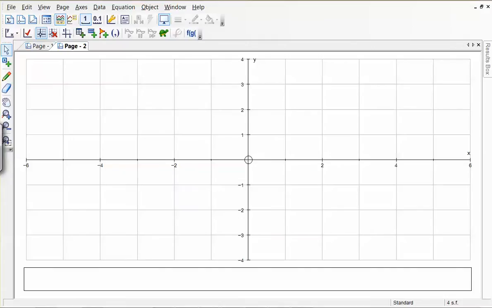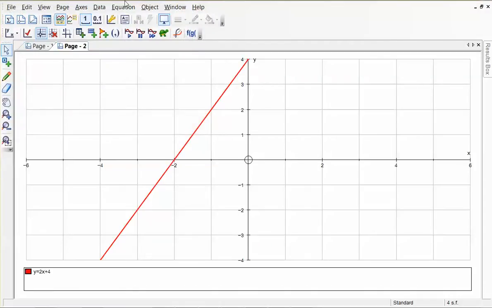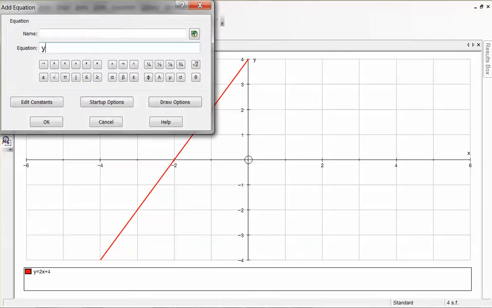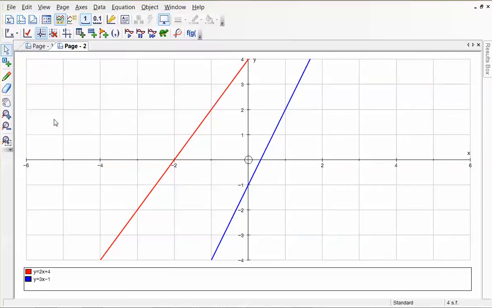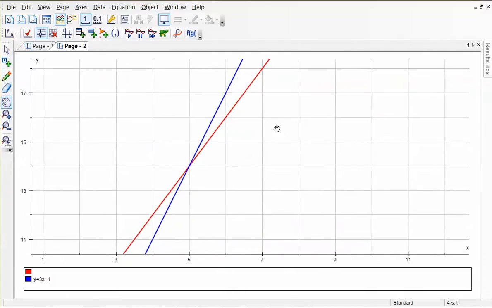a new graph. So the equation. What equation should I put in first? Y equals 2x plus 4. Okay. That's one line. And that equals y equals 3x minus 1. Okay. What's the problem? They don't cross on the screen. But if I go all the way up here, look, they do cross now.